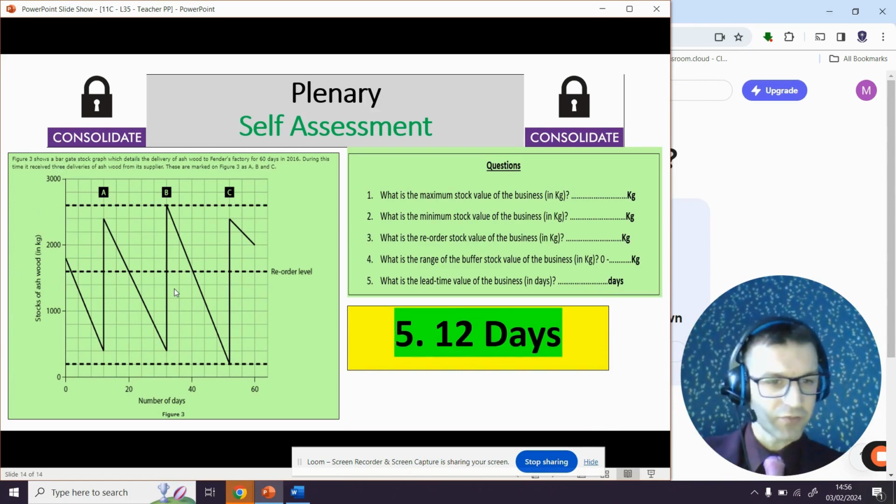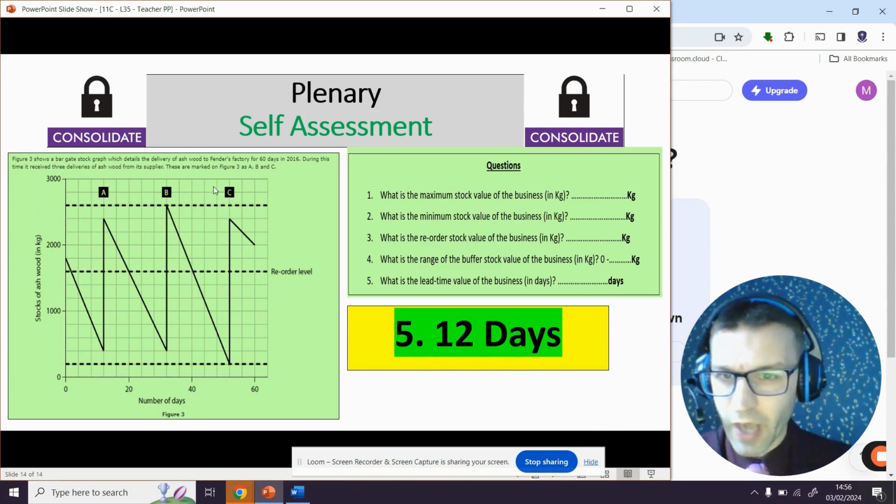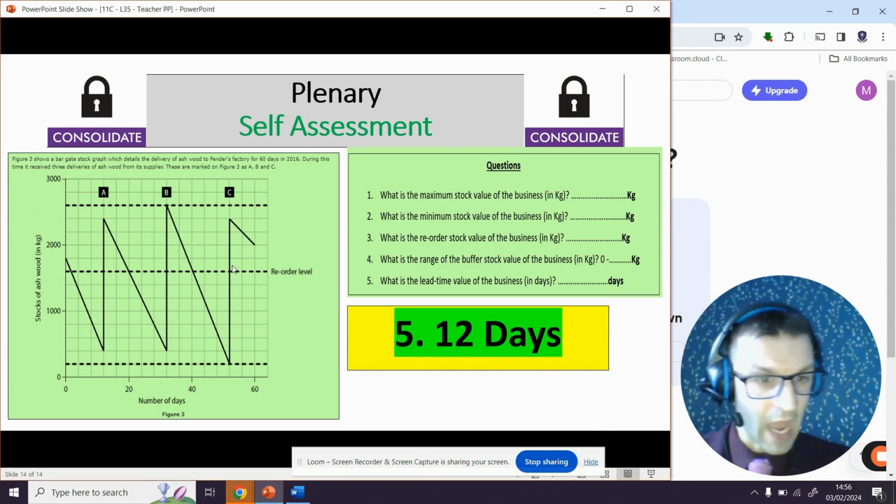I hope that gives you some really good information, guys, to work out bar stock graphs. And I hope it helps you feel a little bit more confident on the course.